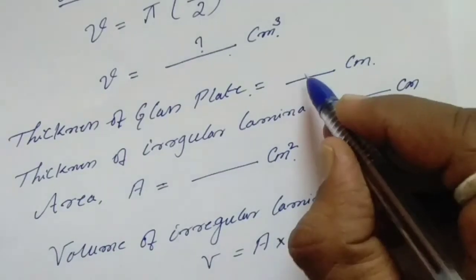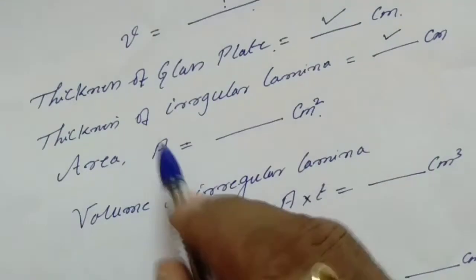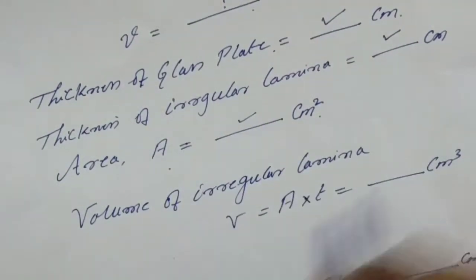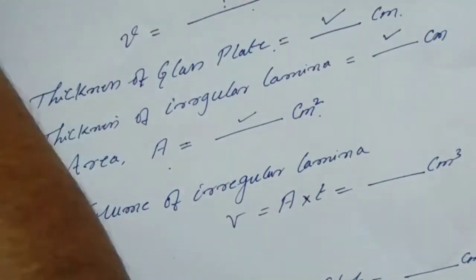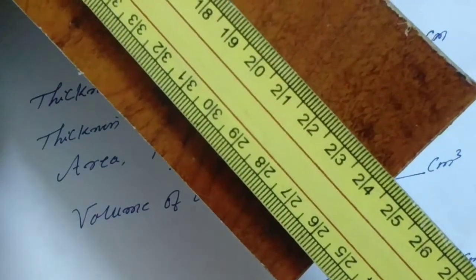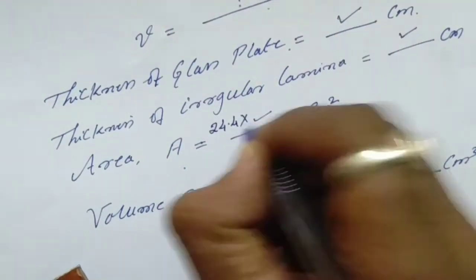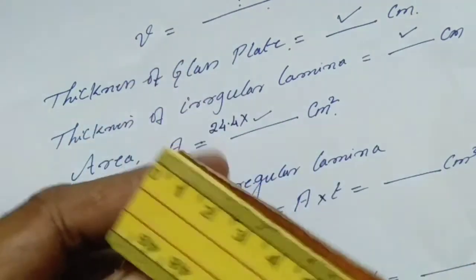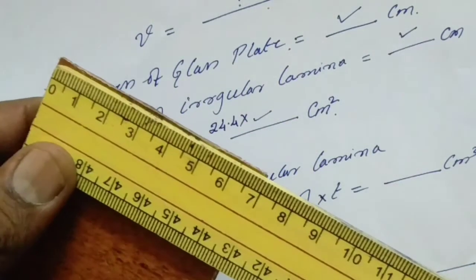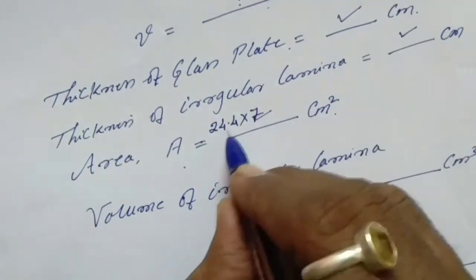After finding this volume, go to the thickness of the glass plate. You know the thickness of the glass plate. You know the thickness of the irregular lamina. Then I will give you the area of the lamina. Take this one and measure it like this. It is almost 24.4 into its breadth, which is almost 7 centimeter. So multiply into 7, and you will get the area.